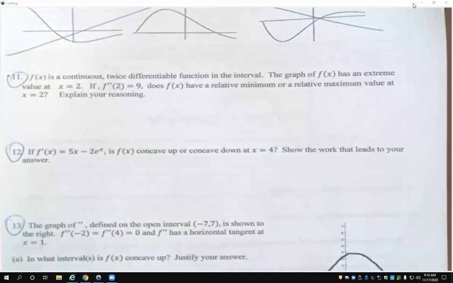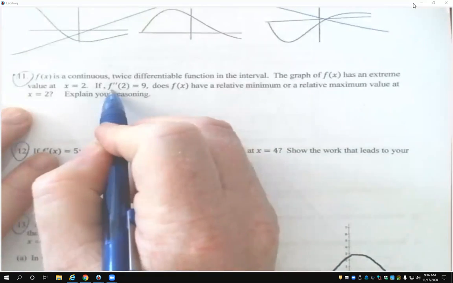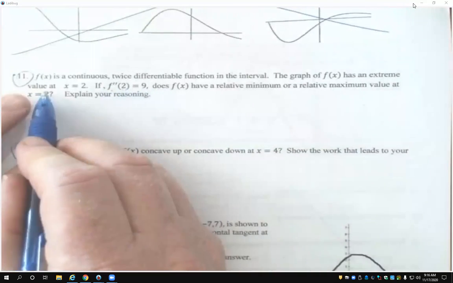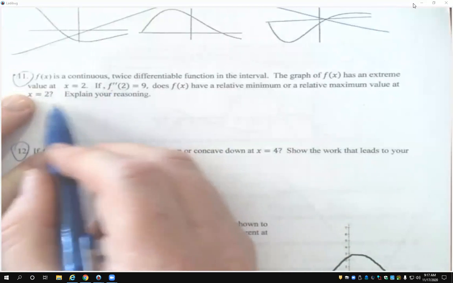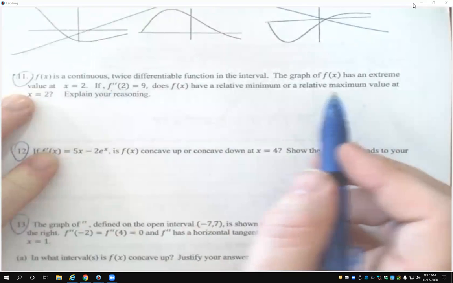All right, number 11 says f of x is continuous and twice differentiable. Okay, that obviously has important meaning to it. It's got to be differentiable, right? The graph of f of x has extreme values at x equals 2. Okay, if f double prime of 2 is equal to 9, does f of x have a relative min or a relative max at x equals 2? Okay, first of all, we know we have an extreme value, right? So we know that we either have a min or a max.